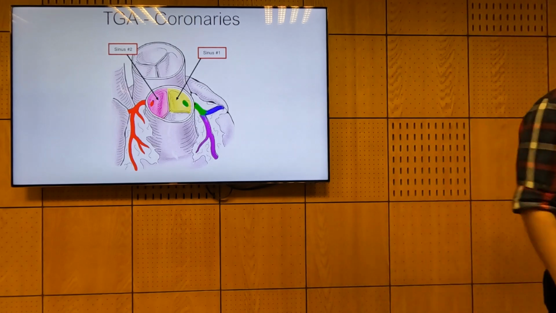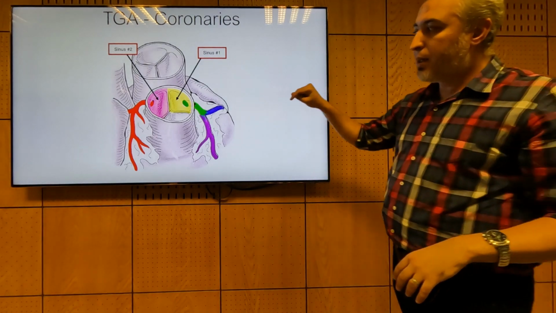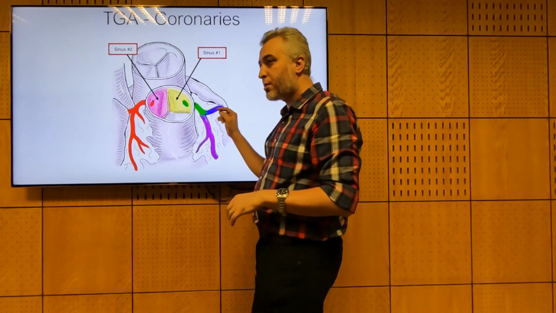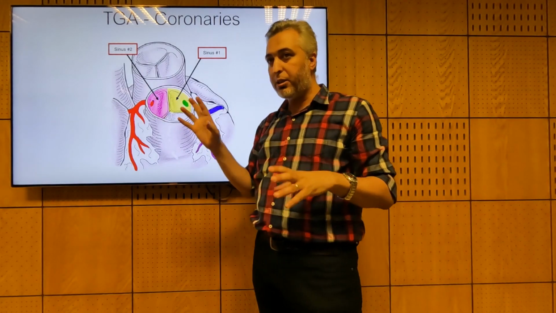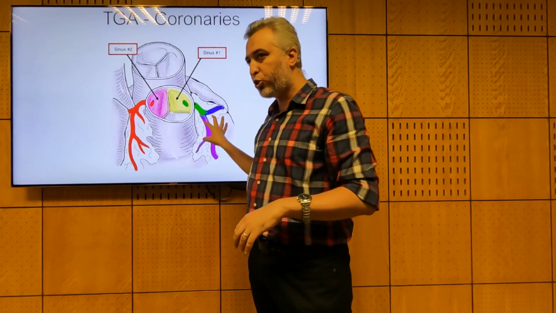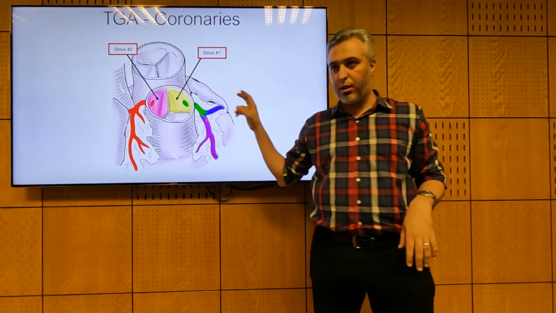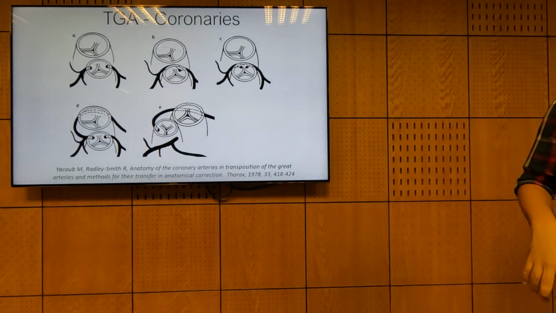So know the difference. And I keep saying LAD and circumflex come from here, right comes from there, because actually any of the three coronary arteries can come in different configurations. So circumflex can come from the right coronary artery. So we do not say the left main comes from here and the right main comes from there. We just describe the origin of the three. Again, the configuration of the coronary arteries is of big importance.